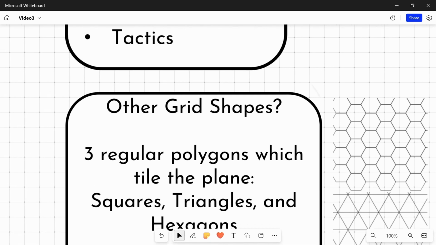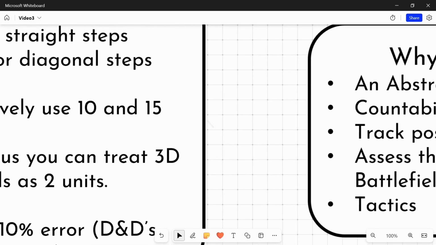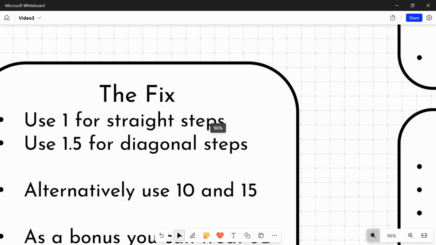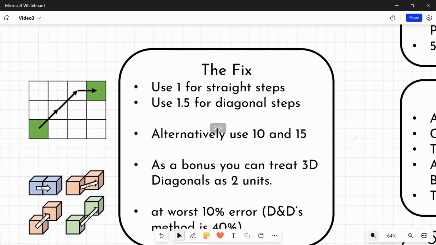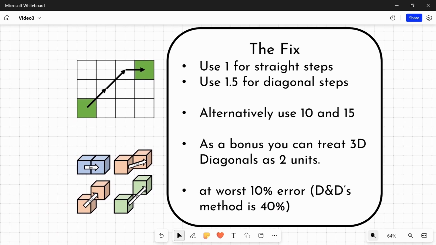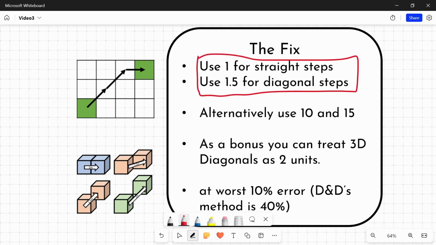Okie dokie. So it's the moment you've all been waiting for. What is my solution? What I think is the fix to gridded combat? How can we make it work? And this is the fix right here. Essentially, you use 1 unit for steps horizontally, or just from one square to the neighbouring square. So this step here would be 1.